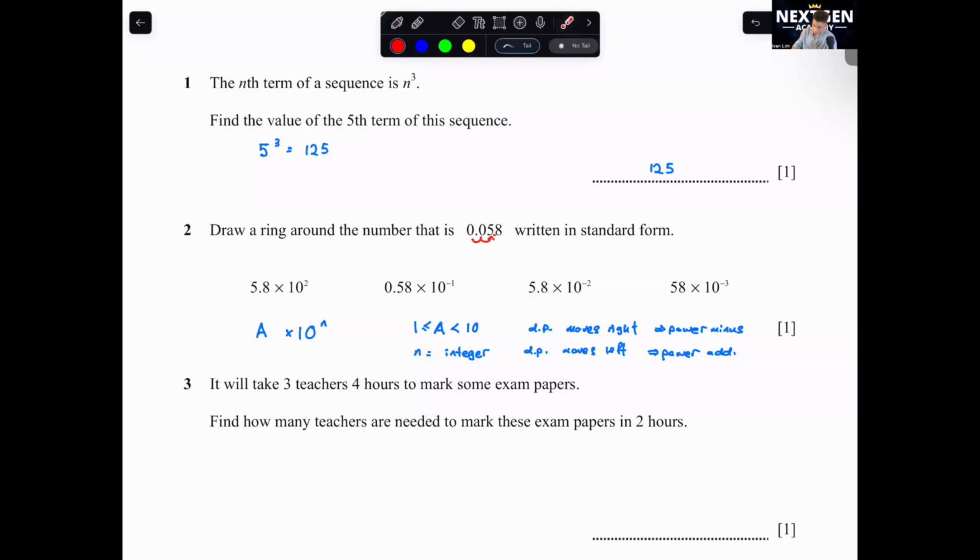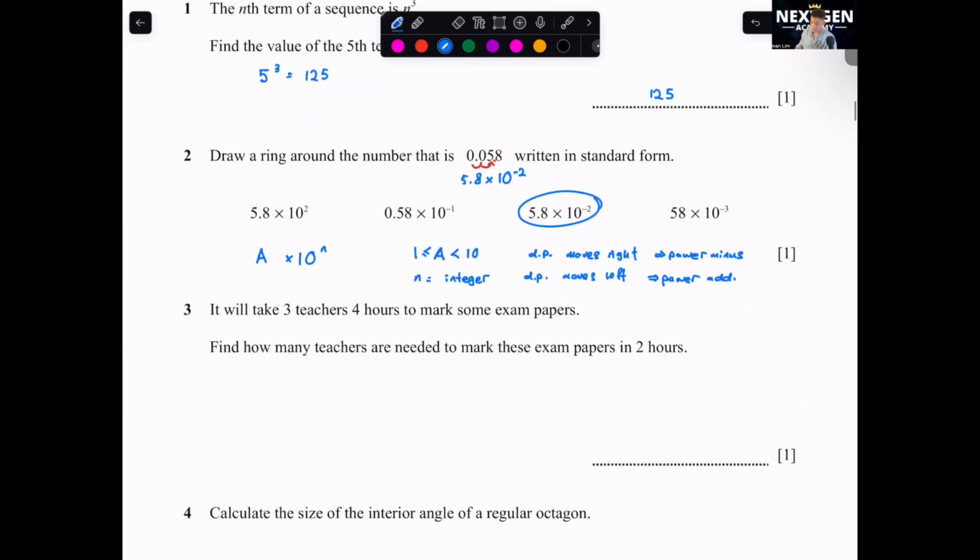We want to move to the one non-zero digit in front of the decimal point. So we need to move it over here. Since it's moving to the right, you look at this guideline. Decimal point moving to the right means your power, you will need to minus it. So this will be 5.8 times 10 to the power of negative 2. Don't confuse yourself. It's not that going to the right means you add to the power. We need to balance it out.